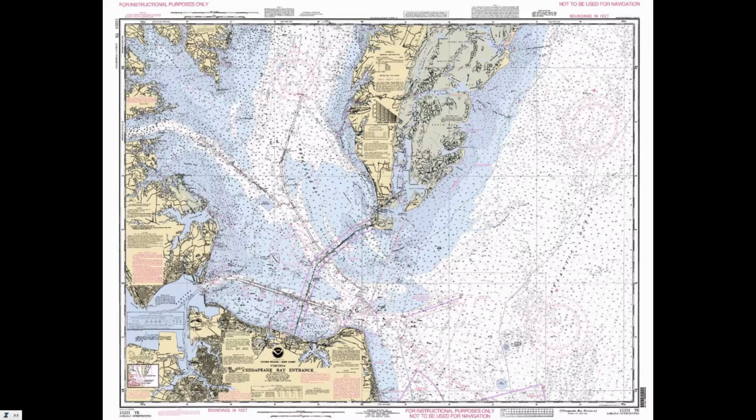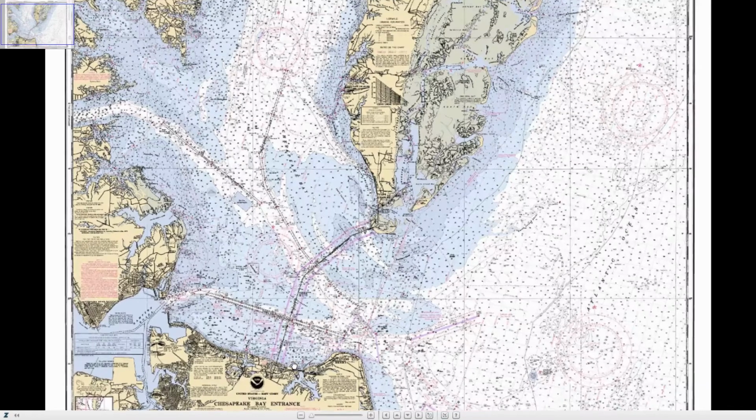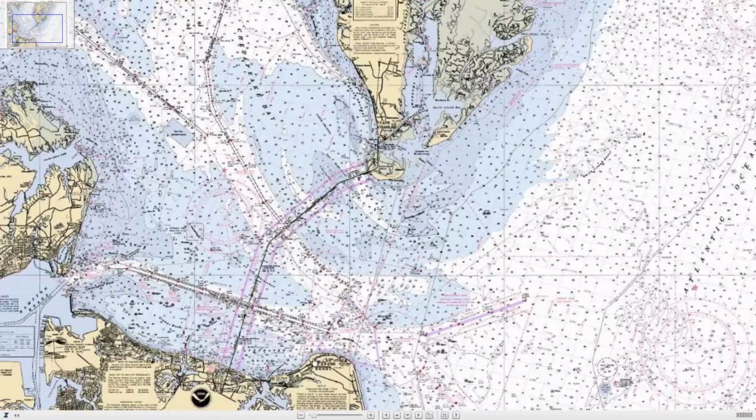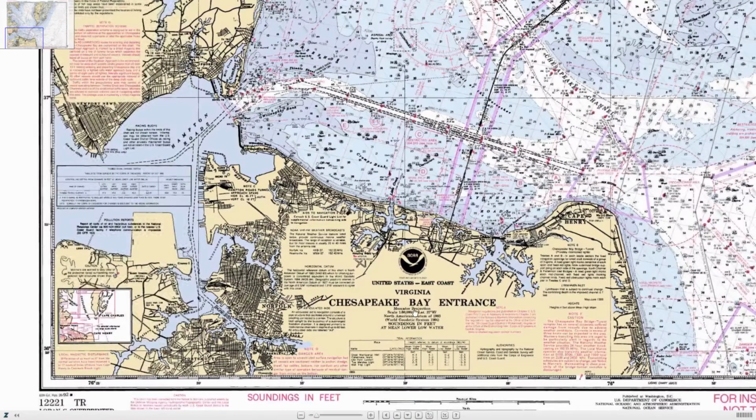This is the first training chart we're going to talk about. This is the training chart that covers the Chesapeake Bay entrance, and it's training chart 12221. Let's go ahead and take a look at the title block. I'll just zoom in there. And you can see Chesapeake Bay entrance is the name of the chart. Soundings are in feet at mean low water. And again, in the lower left corner, we can see that it's the training chart TR 12221.